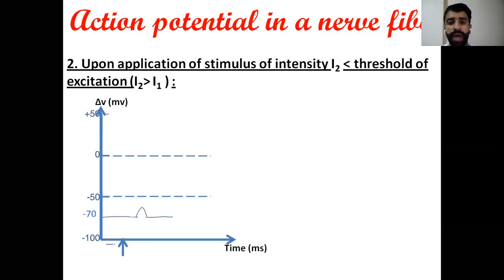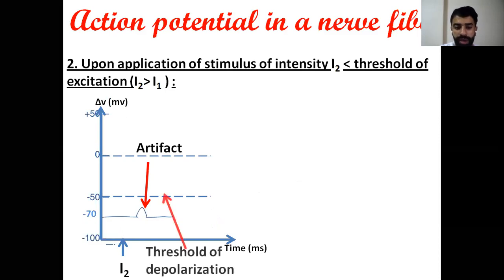Second, we applied stimulus I2, less than the threshold, but I2 is greater than I1. So we have here a small action potential. This is called an artifact, or it's called hypopolarization.